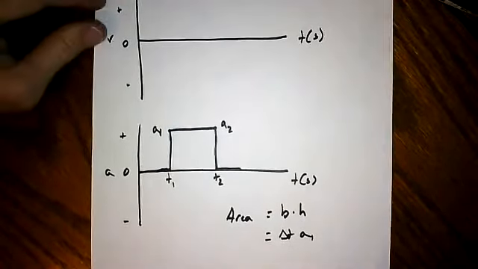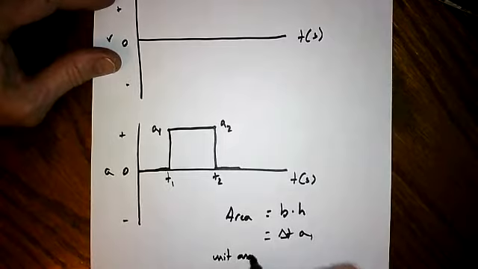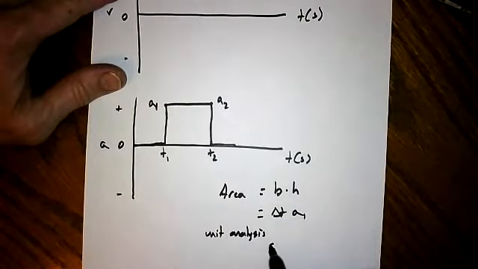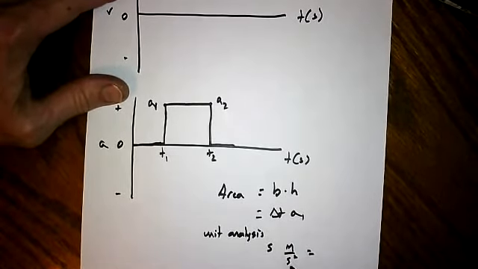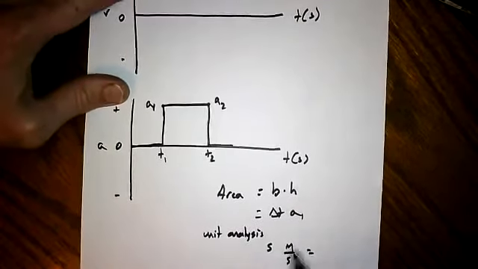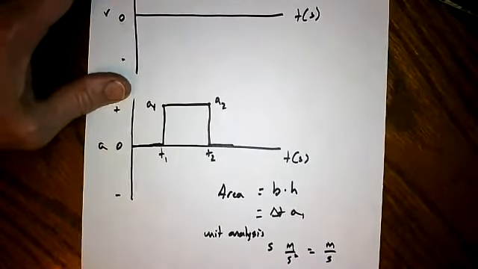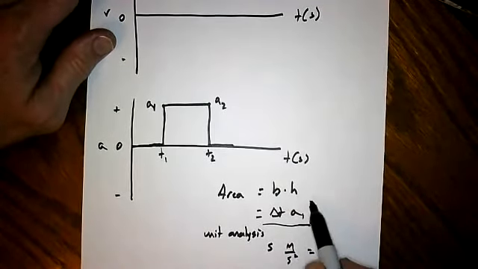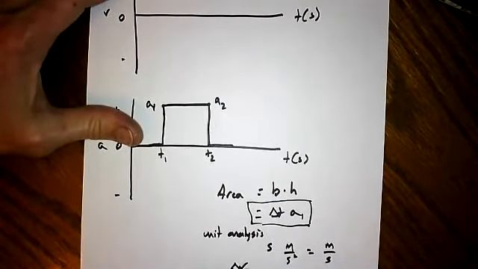Well, what you want to do is unit analysis. The units for delta T are seconds, and the units for acceleration are meters per second squared. So what are the units that result from this? One of the seconds in the denominator gets canceled out by the seconds in the numerator, so I get meters per second, which are units for velocity. And maybe you recognize right away that this equation is really the equation A equals delta V over delta T.